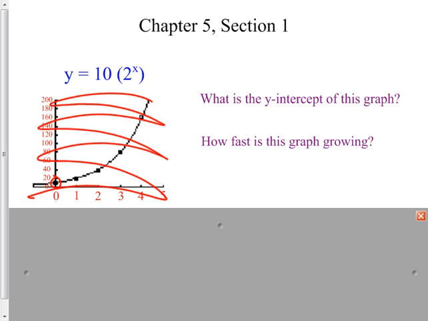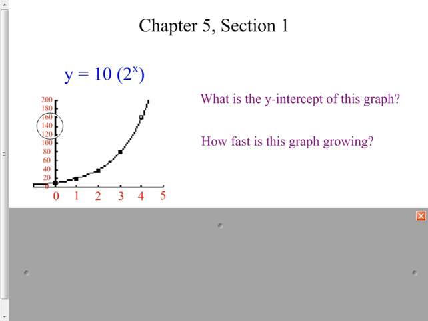So if I want the y-intercept, I just put a 0 there. Do you get how 2 to the 0 would be 1? And 1 times 10 is 10? And you might say, well, I'm just going to always look at the graph. Well, we're not always going to give you the graph.